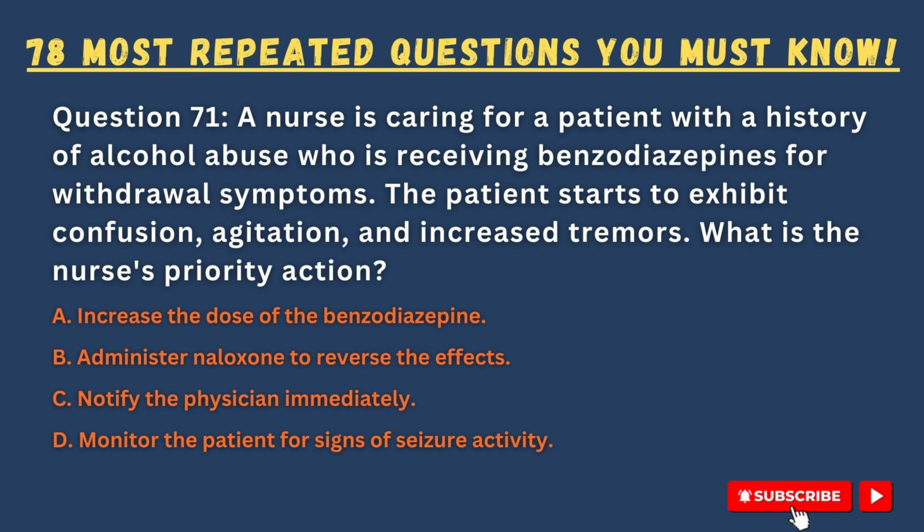What is the nurse's priority action? A. Increase the dose of the benzodiazepine. B. Administer naloxone to reverse the effects. C. Notify the physician immediately. D. Monitor the patient for signs of seizure activity.